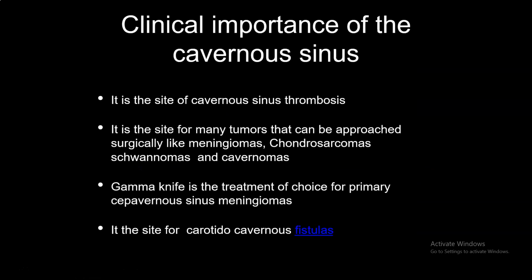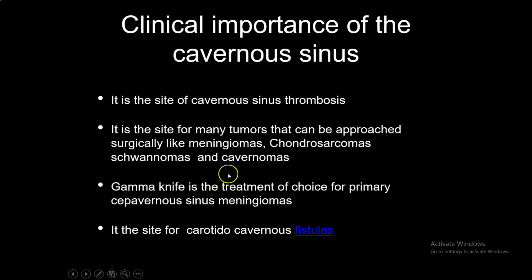Clinical importance of the cavernous sinus. There is a site of cavernous sinus thrombosis, a common complication seen in those working in the field of neuroscience. And it is a site for many tumors that can be approached surgically, like meningiomas, chondrosarcomas, schwannomas, and cavernomas. And gamma knife is a treatment of choice for cavernous sinus meningiomas.